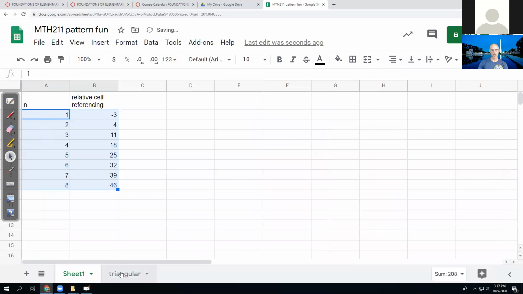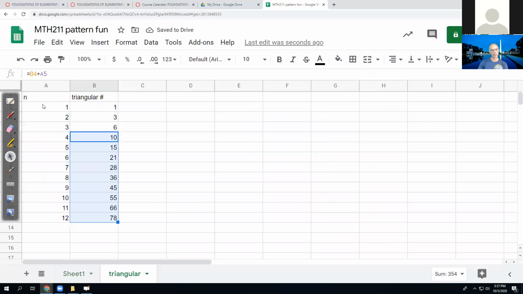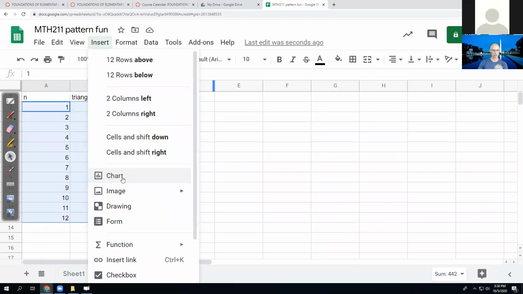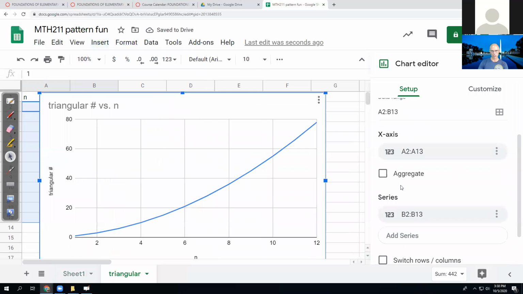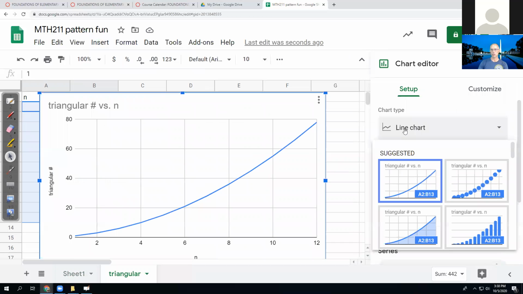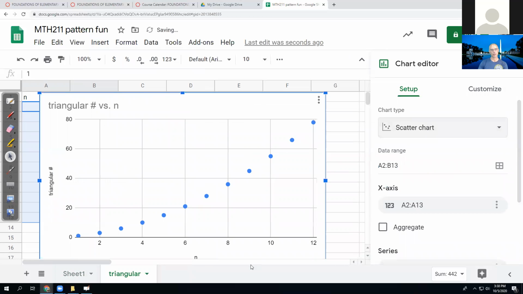Let's do that on the triangular numbers and see what they look like. If I graph the stage, the position of the number, and the number of dots, it looks a little different. Insert chart, and it'll give me a line chart. I don't want a line chart. I want a scatter. Is that a scatter? Close enough. Yeah. These don't line up.